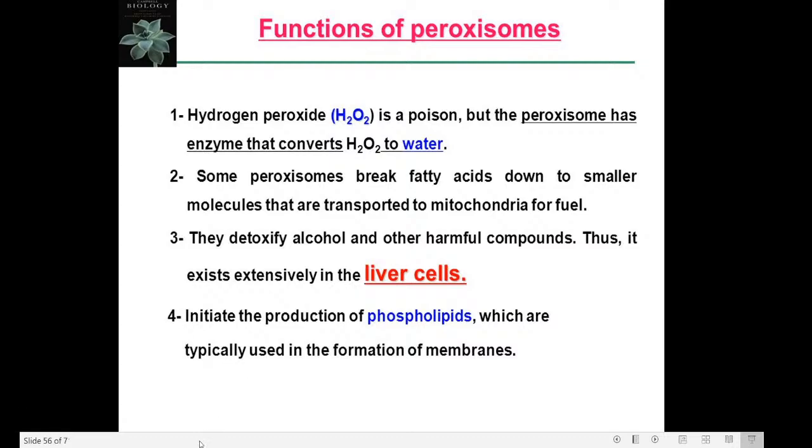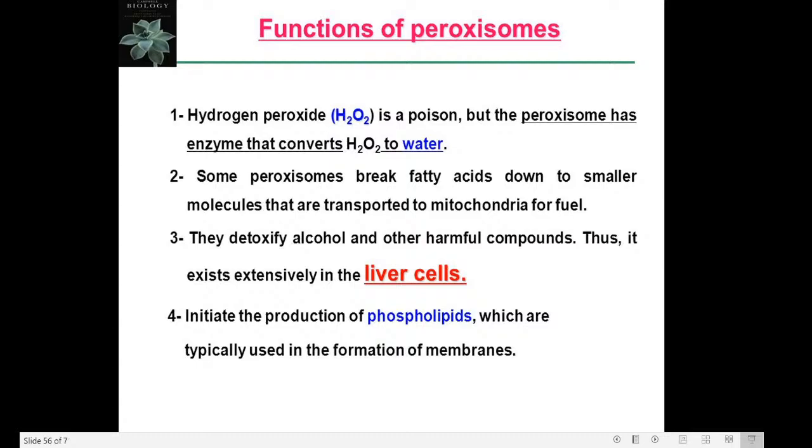Here hydrogen peroxide is a poison, but the peroxisomes convert the hydrogen peroxide into water. Another function is the breaking of fatty acids into small molecules for utilization in the mitochondria.